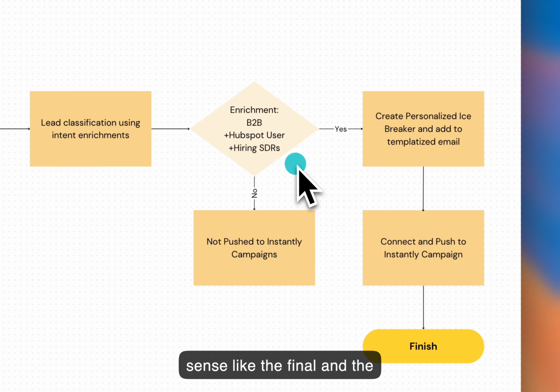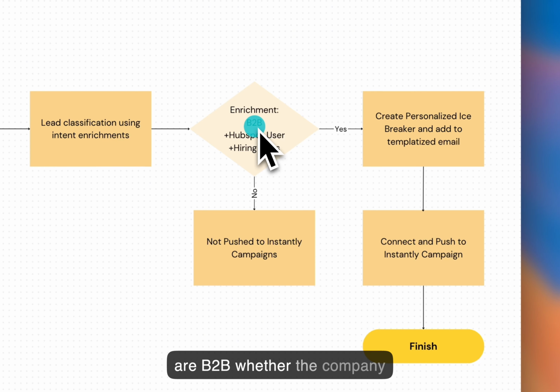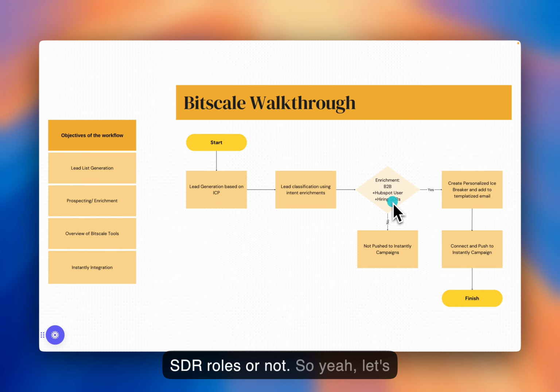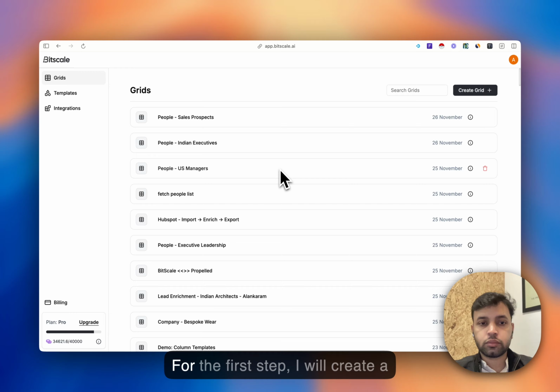In essence, the final and the most important step which will happen here is sending the leads to Instantly, and before that, intent classification using these 3 parameters, which are whether the company is B2B or not, whether they are a HubSpot user or not, and whether they are hiring for the SDR roles or not. So yeah, let's get started.